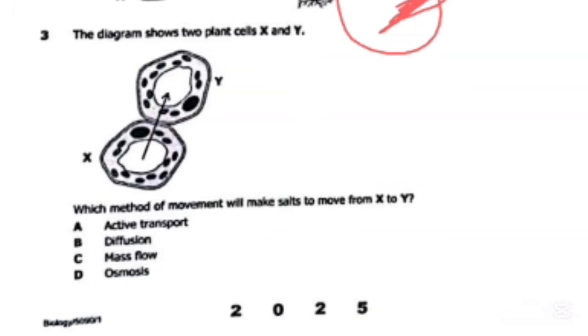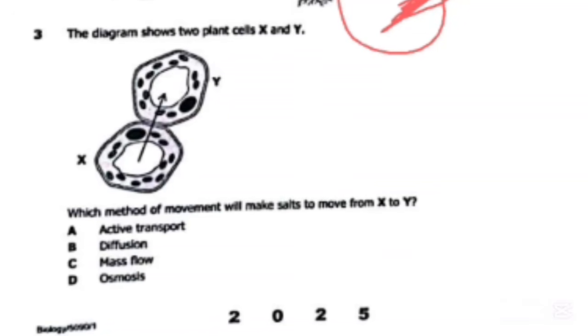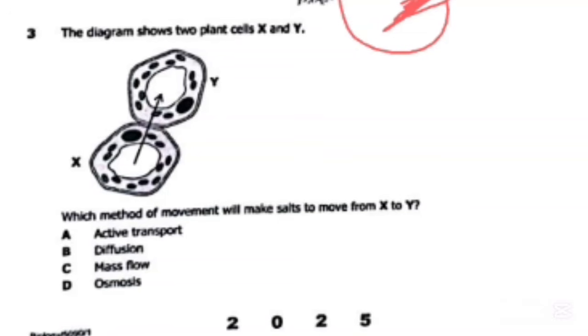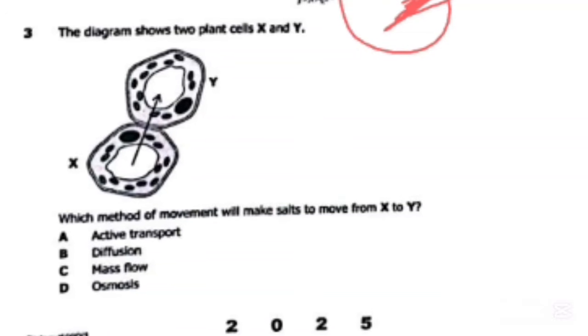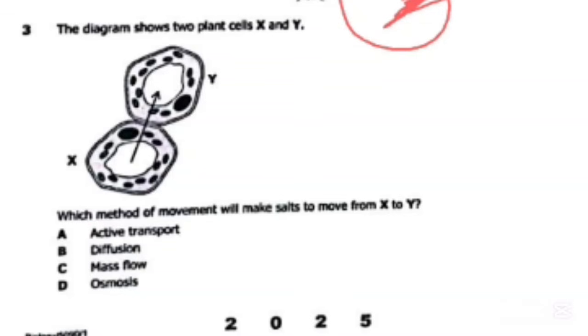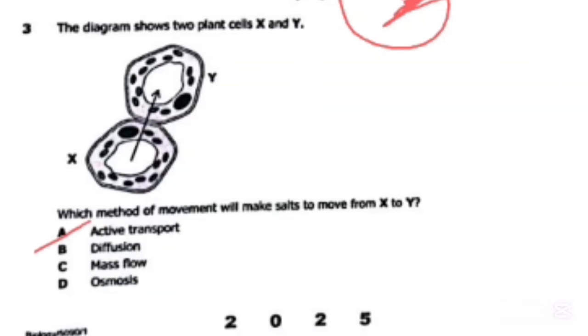First, understand the terms. Active transport is the movement of ions into what? Into the cell. So we are talking about ions. Ions can be what? Salt, sugar, glucose, maltose, all those solutes are what are known as ions. So here our answer is A.